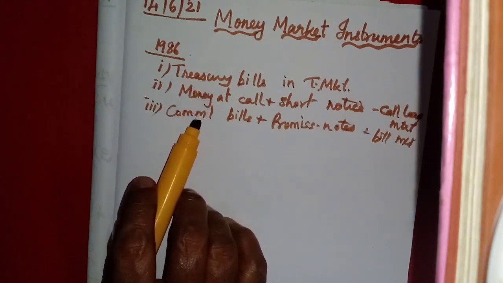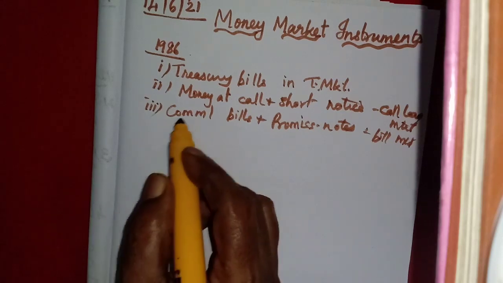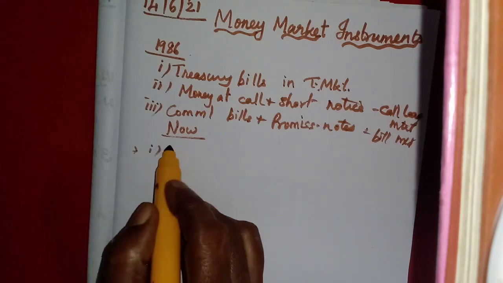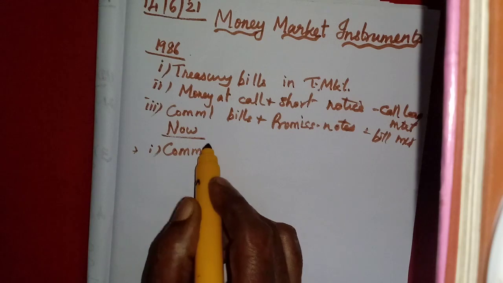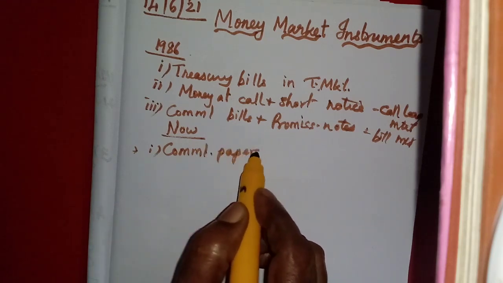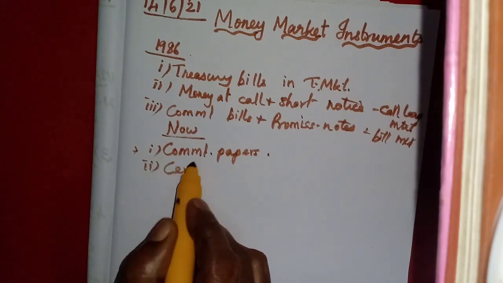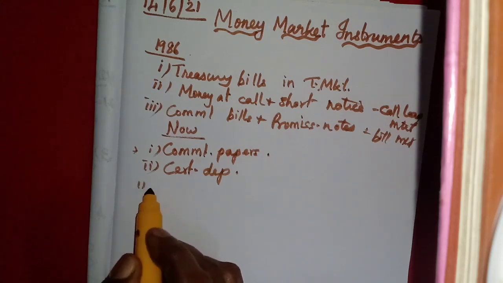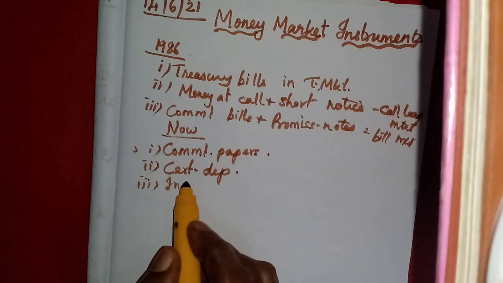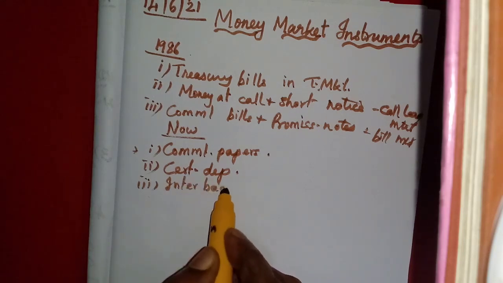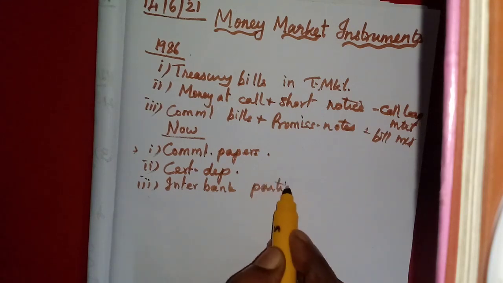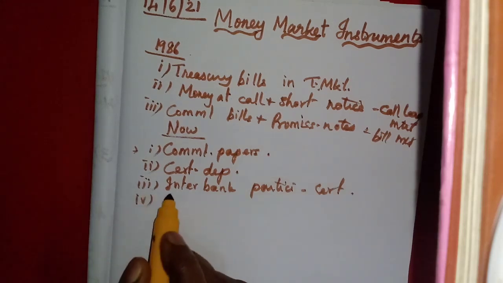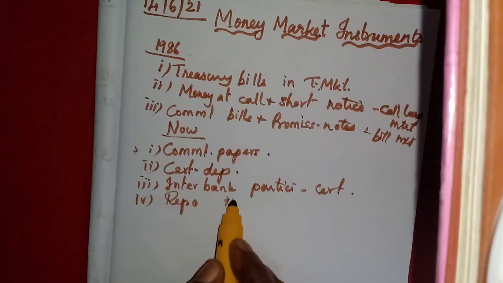Now, in addition to this, we have four more instruments. Number one is commercial papers. Then certificate of deposits. Then interbank participation certificate. Then the last one is repo instruments.